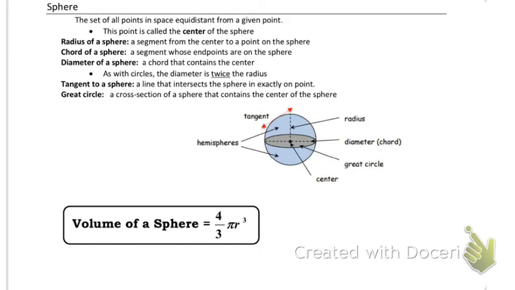Then we're going to go right to the formula of a volume of a sphere, and that is 4 over 3 pi r cubed. The pi r cubed isn't too hard to remember because the area of a circle is pi r squared, so it makes sense when we get to the third dimension that it's pi r cubed. But you do have to remember this 4 over 3 on top.